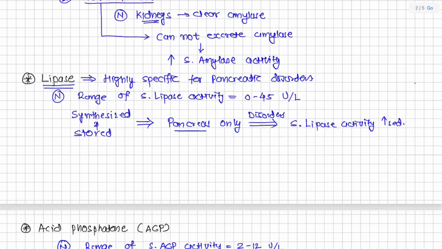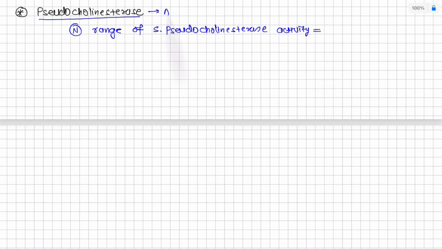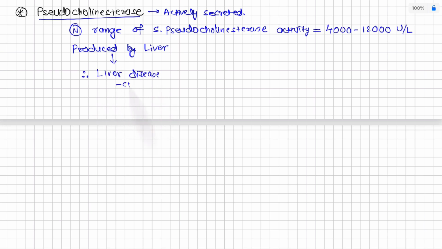Now let's go back to pseudocholinesterase. What's the normal range of serum pseudocholinesterase activity? Since this enzyme is actively secreted into the bloodstream, its normal level in serum is actually quite high, around 4,000 to 12,000 units per liter. It's mainly produced by the liver and continuously released into the blood. So, in liver disease like cirrhosis, where the liver cells are not functioning properly, the serum pseudocholinesterase activity decreases.